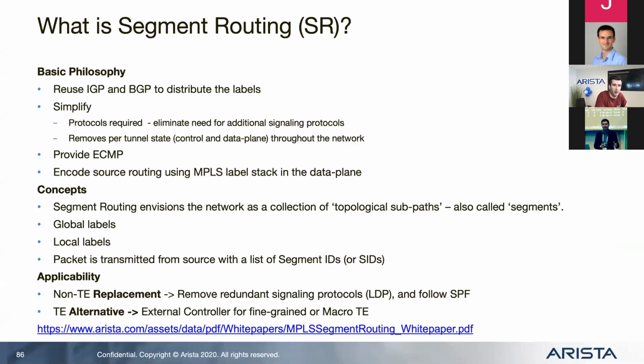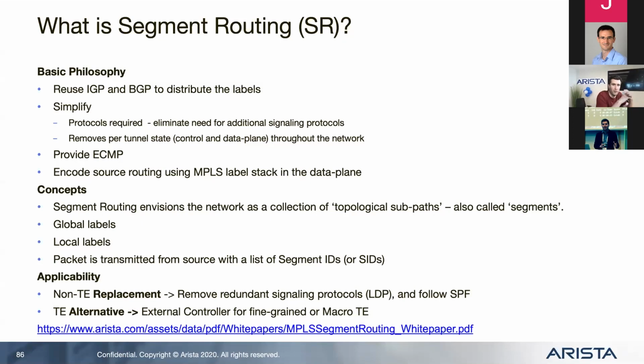The basic philosophy of segment routing is about simplification, right? It's its ability to reuse the IGP, so reuse ISIS or OSPF, or BGP to distribute labels, right? It reduces the number of protocols used. So you could actually use segment routing as a replacement for LDP. So rather than having an IGP running, say OSPF or ISIS, and then having LDP running next to it, you can actually combine this and use the IGP itself to distribute the labels for MPLS.